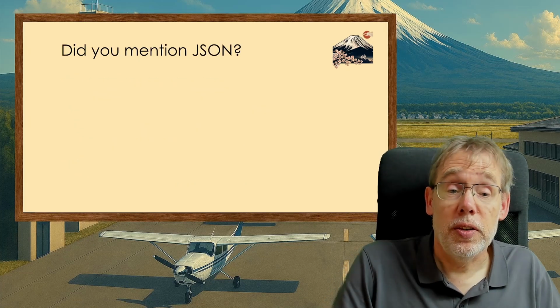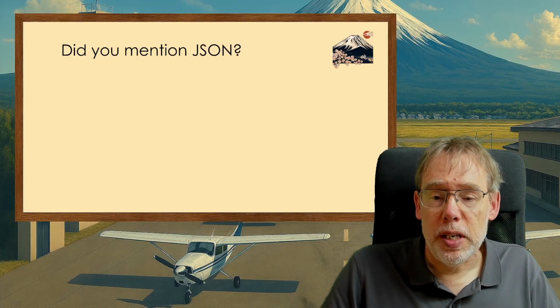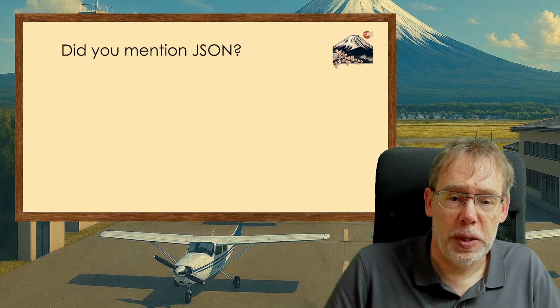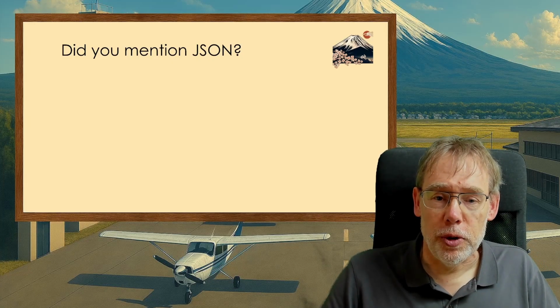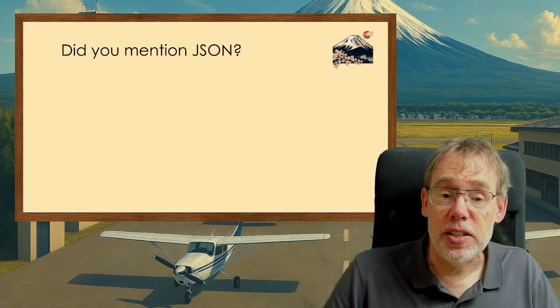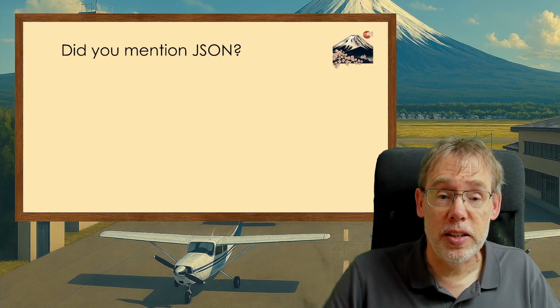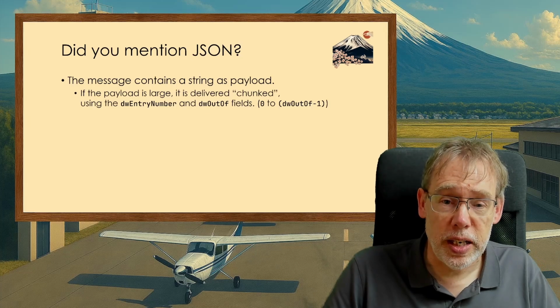And yes, there was this mention of JSON. Now, this might be obvious to some, especially some of the younger developers, but for people who have always been working with sim object data or client data, then this is something to get used to. The message contains a string as payload.